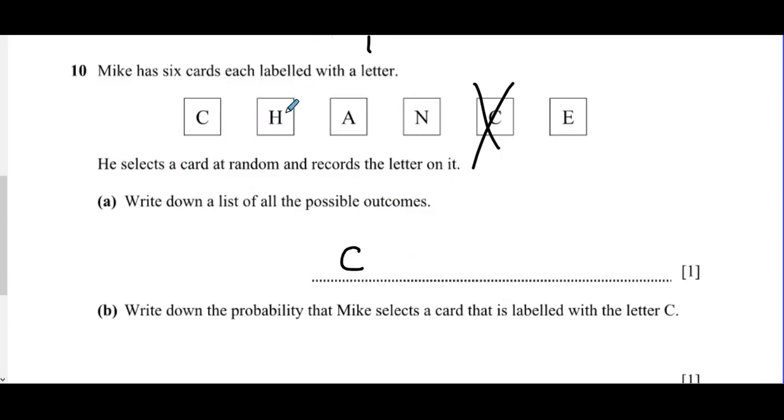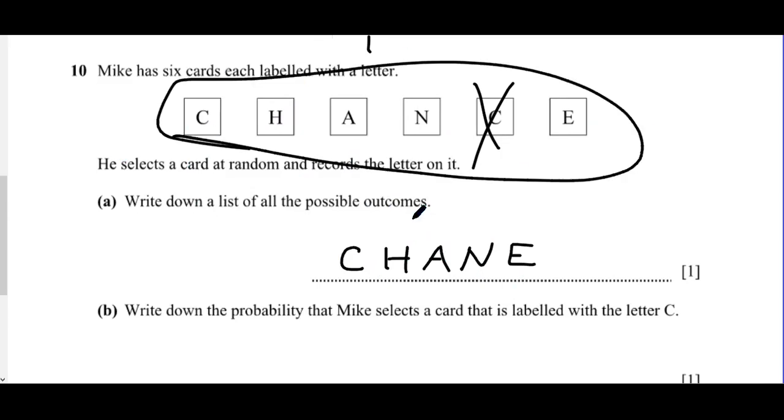Another possibility is Mike can choose a card with letter H, or choose a card with letter A, or choose a card with letter N, or choose a card with the letter E. So we have only 1, 2, 3, 4, 5 possibilities out of all these 6 cards.